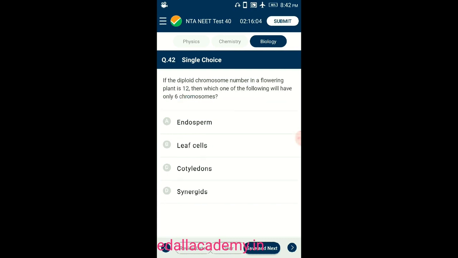Question number 42. If the diploid chromosome number in a flowering plant is 12, then which one of the following will have only 6 chromosomes? Synergids are formed by the megaspore, which is a haploid structure. Thus, synergids are haploid and possess 6 chromosomes. From the given 4 structures, synergids contain 6 chromosomes. So the correct answer is option D.